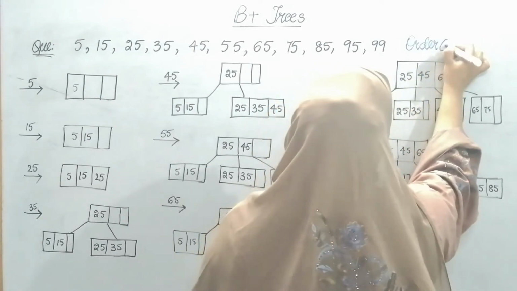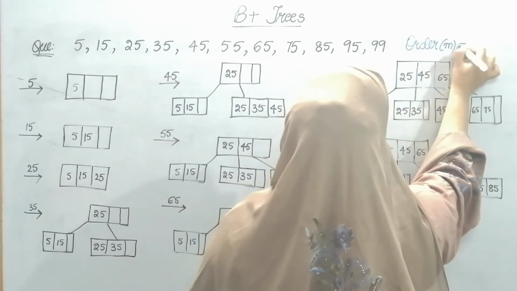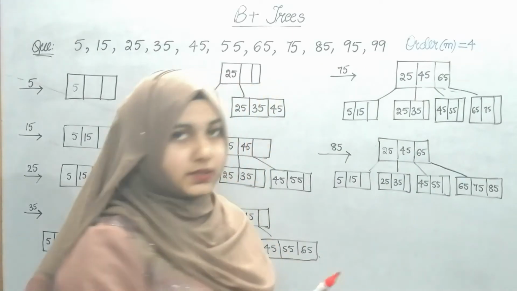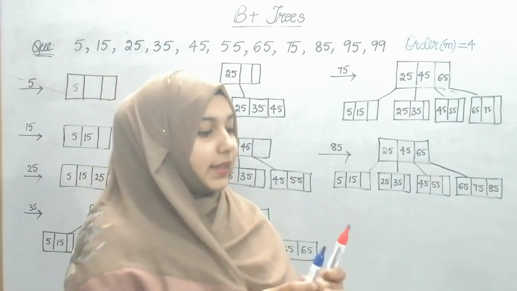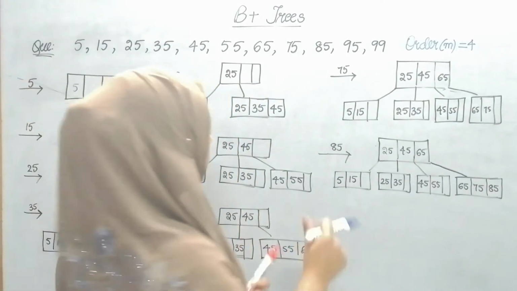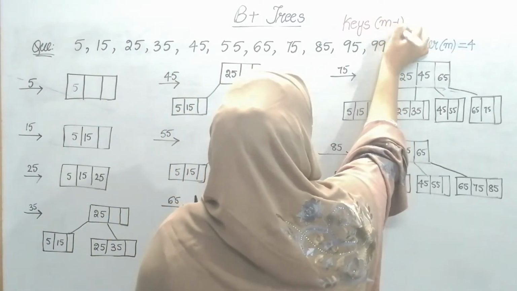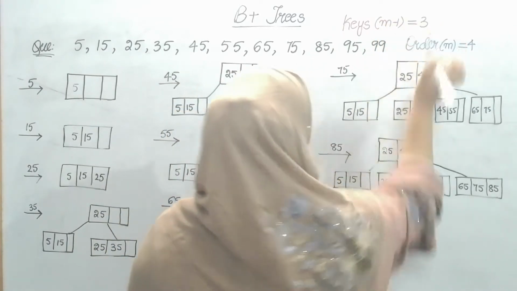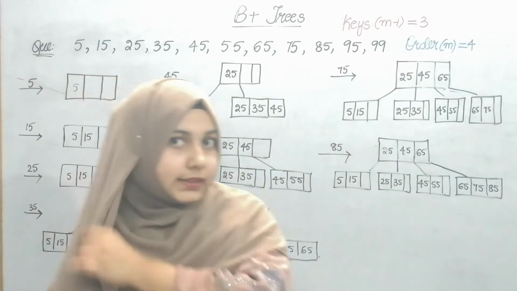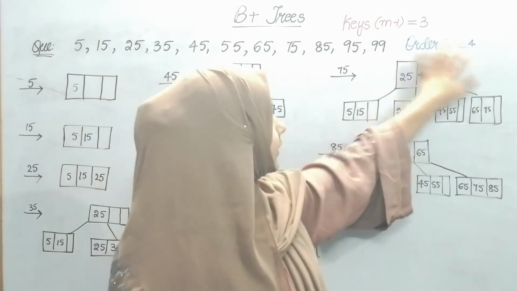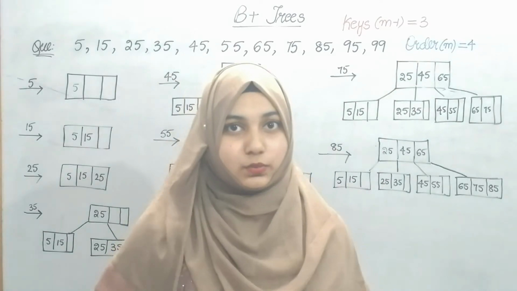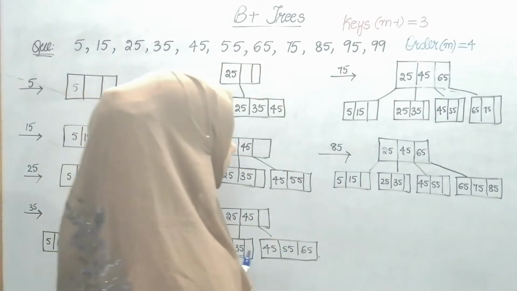Order is indicated with M. Suppose the order is 4. If the order is 4, then the keys will be M minus 1, that is obviously 3. If the order is 4, the keys will be 3. Keys means what? Keys is equal to 3 means what?